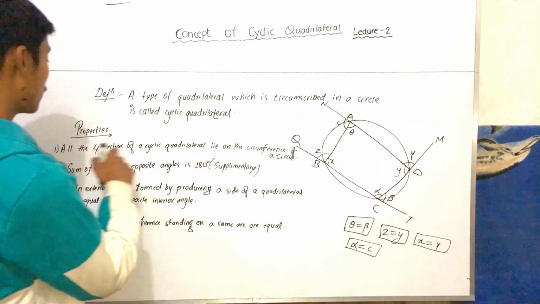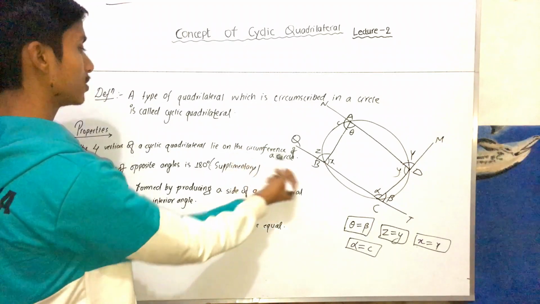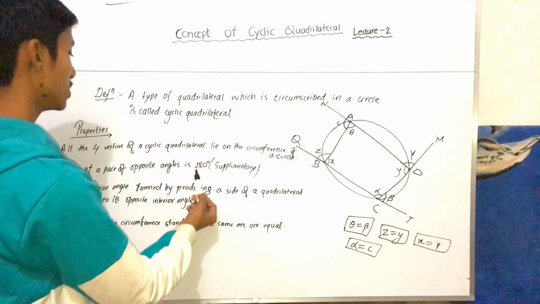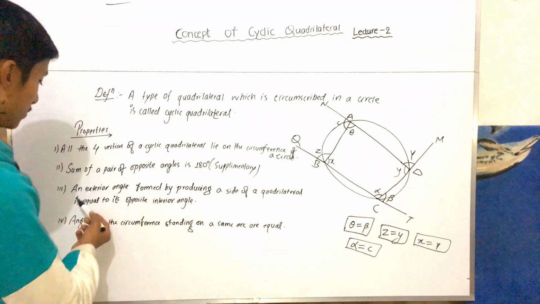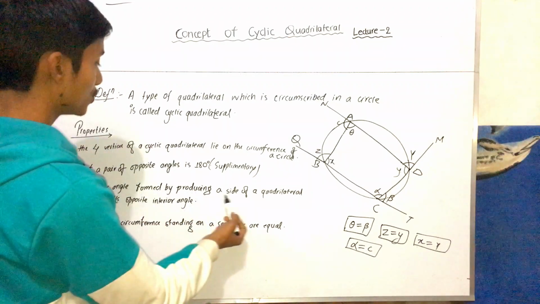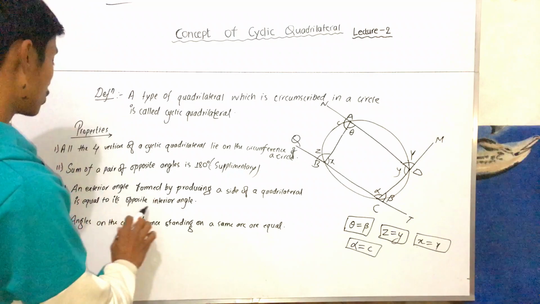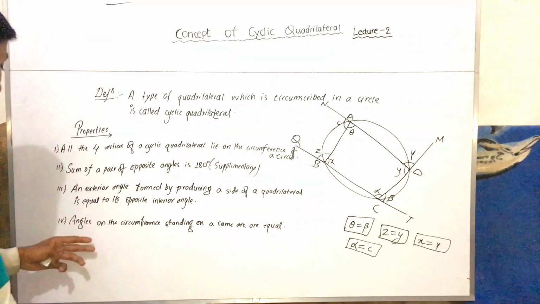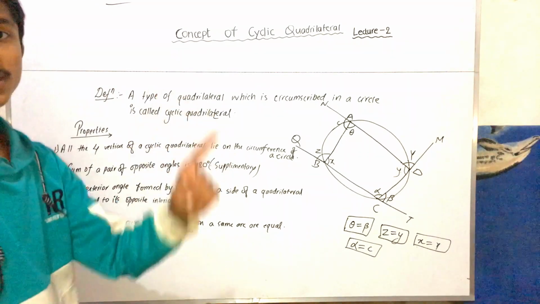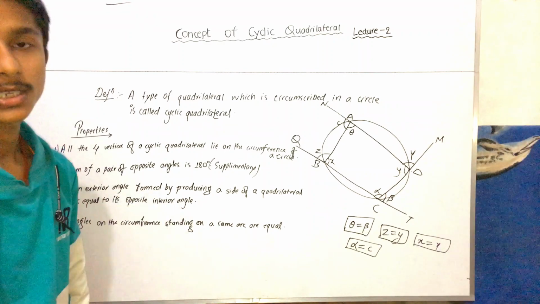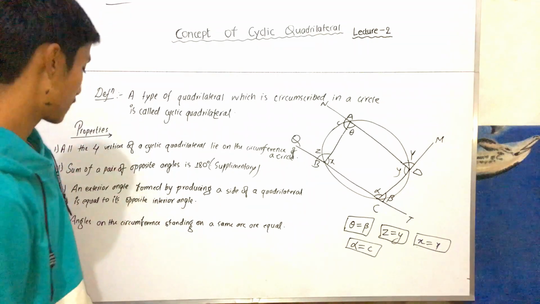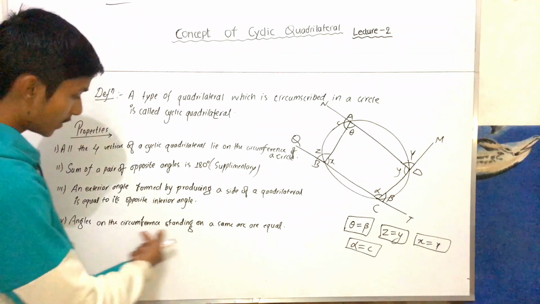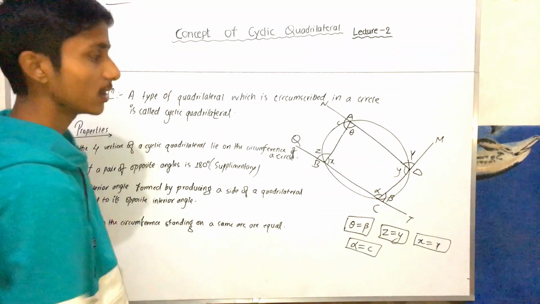Here you have understood three properties. All four vertices of a cyclic quadrilateral lie on the circumference of a circle, the sum of a pair of opposite angles is 180 degrees, and an exterior angle formed by producing a side of a quadrilateral is equal to its opposite interior angle. And this fourth property is the basic one that we have already discussed in lecture number 1. In this lecture also we will discuss it. Angles on a circumference standing on the same arc are equal.